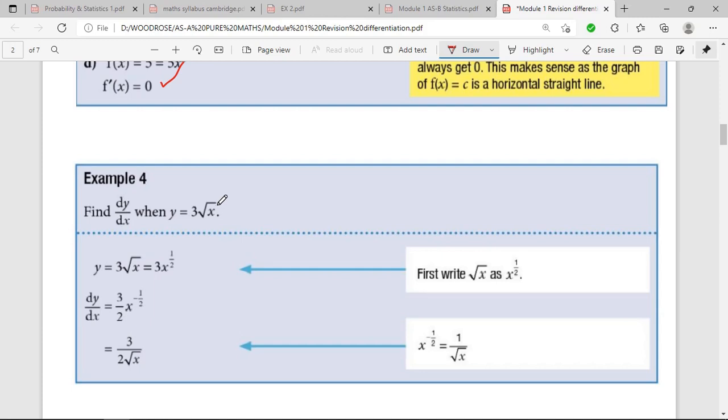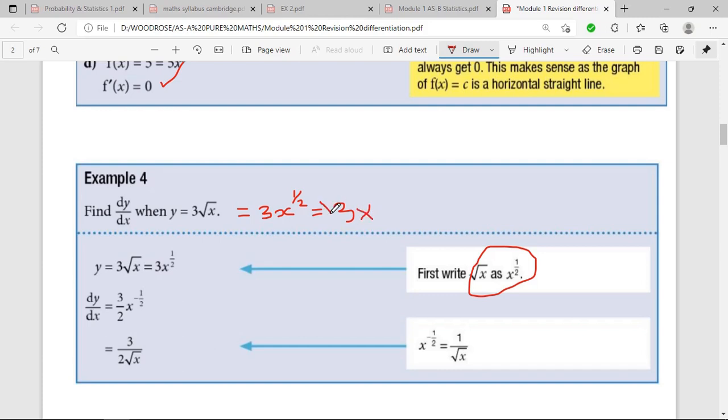Let us rewrite this one. If we are to rewrite this, it's 3, and what will be the power of x? Square root of x is the same as x to the power of half. As you can see here, square root of x is the same as x to the power of half. So now, what are we going to do? We are going to bring down half. It is going to multiply with 3, 3 times half. This is now the derivative.